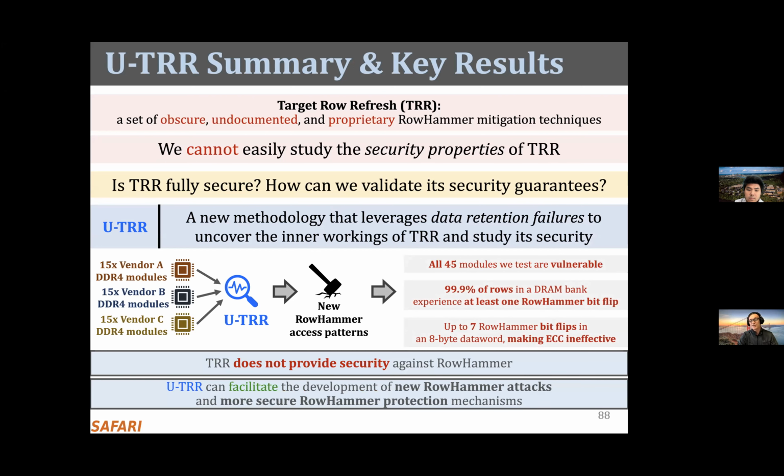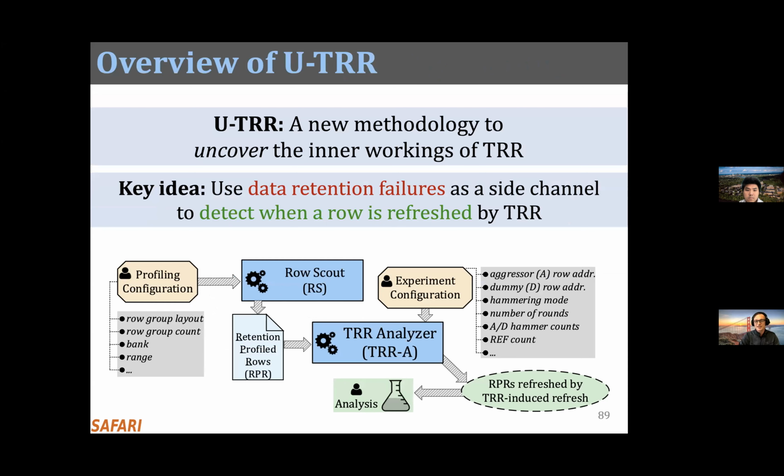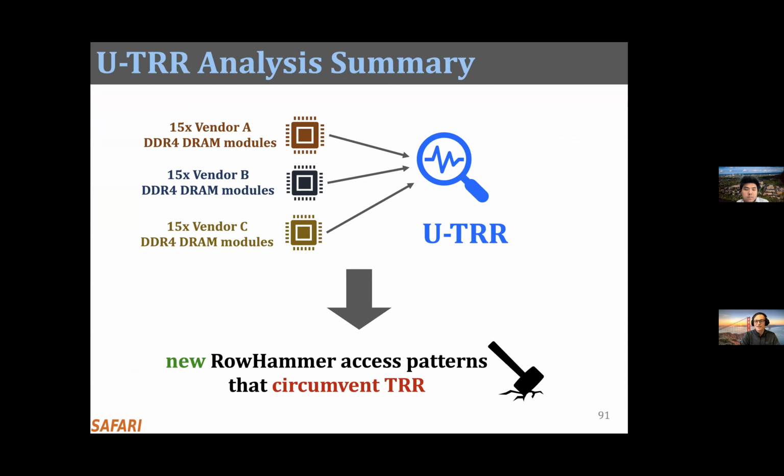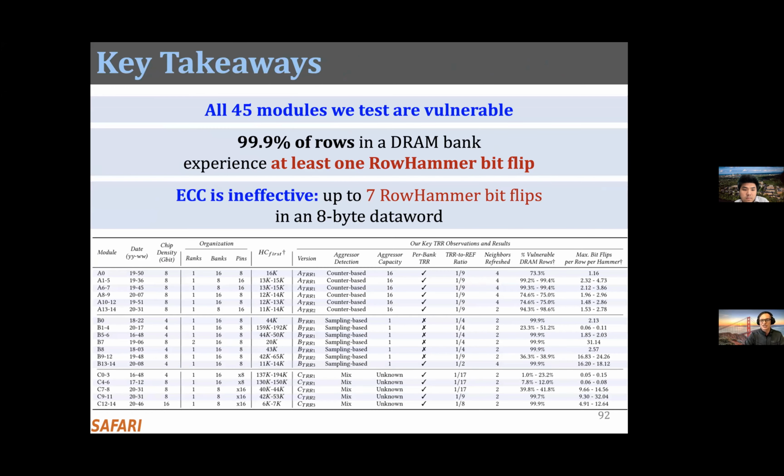Hopefully this work can facilitate more secure Rowhammer protection mechanisms. The key idea is to use data retention failures as a side channel to detect when a row is refreshed internally by the DRAM chip. The DRAM chip is doing internal refreshes to prevent Rowhammer, and you can find out information about that because there's a side channel created. And we did real studies on 45 chips over here. You can find a lot more information in this paper.